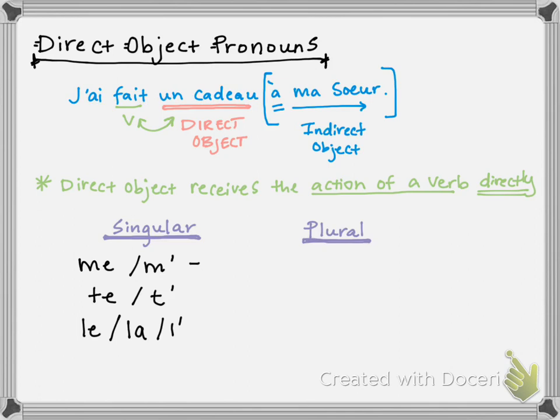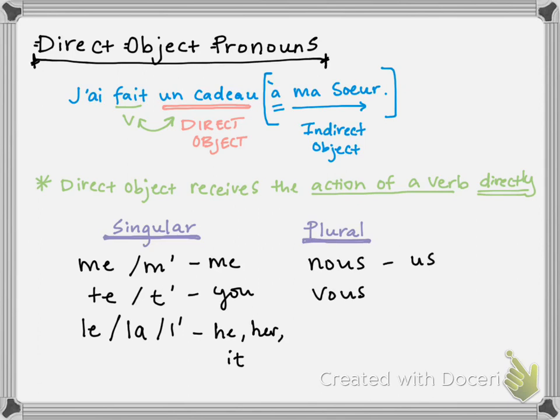Okay? So remember, this one is me, this one is you, this one is he, not she, but he, her, or it. Okay, then nous is us, vous is you, and then instead of leur here, remember, indirect object pronouns, we have lui and we have leur. Instead of lui and leur, we have le, la, l', and les. Okay, and les is them, so that's our plural.